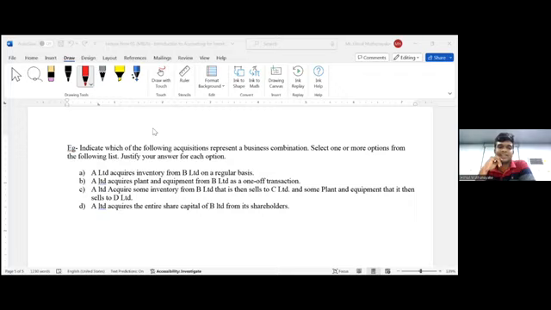But A Limited acquires the entire share capital of B Limited from its shareholders. So you have acquired the company. Share capital means you are acquiring the whole company, B Limited. So that is the kind of business combination you are having. Yes, correct. You have provided the correct answers.